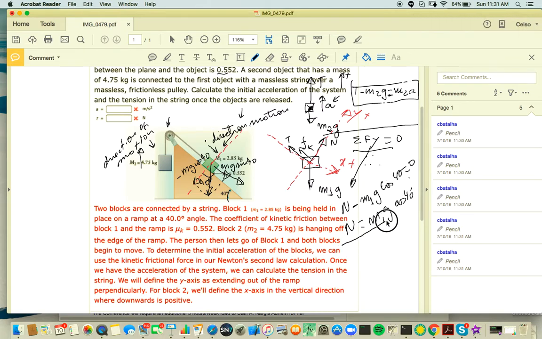Now, this is interesting because our kinetic friction is equal to the coefficient of kinetic friction times the normal, which means your kinetic friction is equal to that coefficient given times m1g cosine of 40. All right.